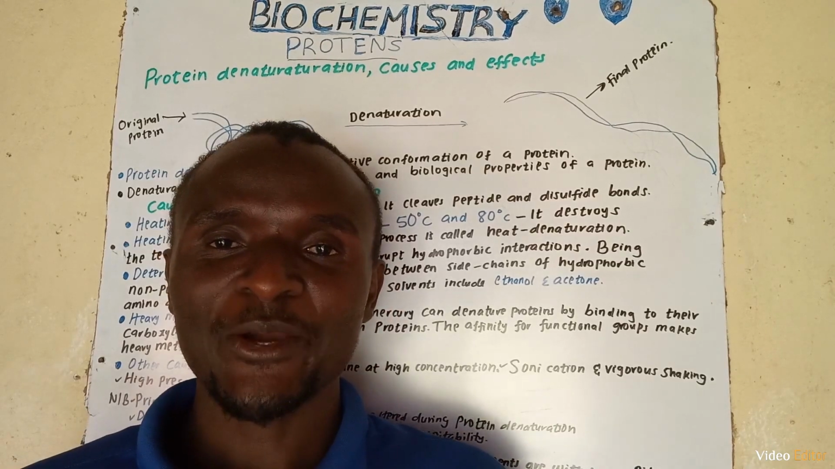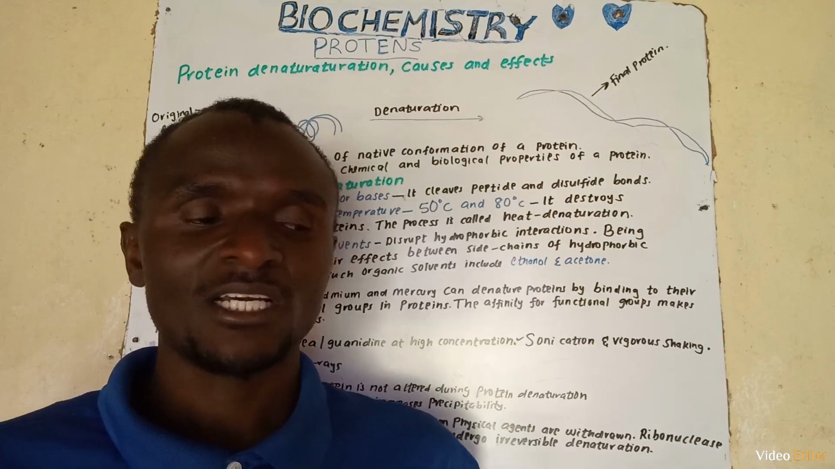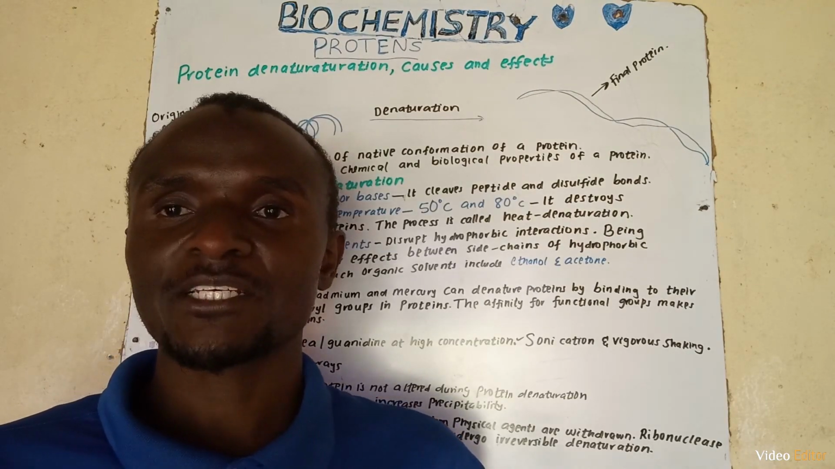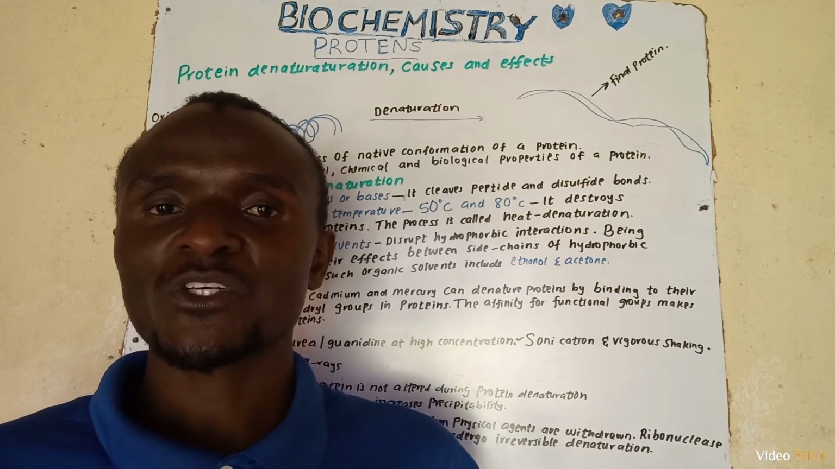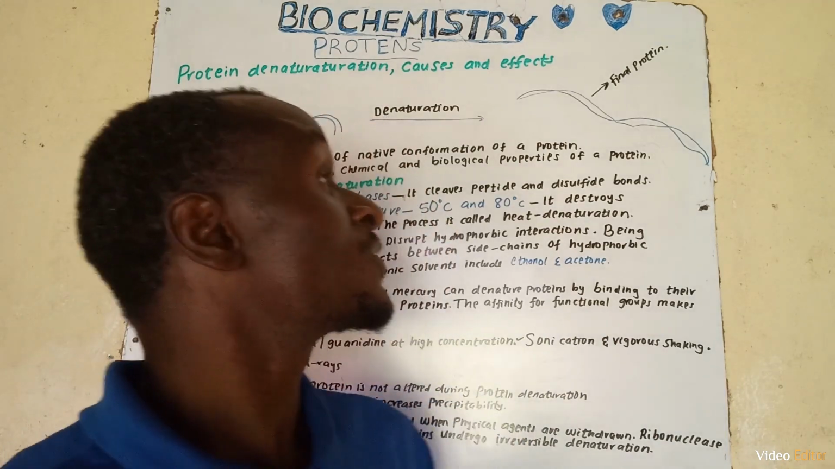In this video, we are going to look at protein denaturation, causes and the effects. Protein denaturation refers to the loss of native conformation of a protein. On denaturation, a protein loses its physical, chemical and biological properties.